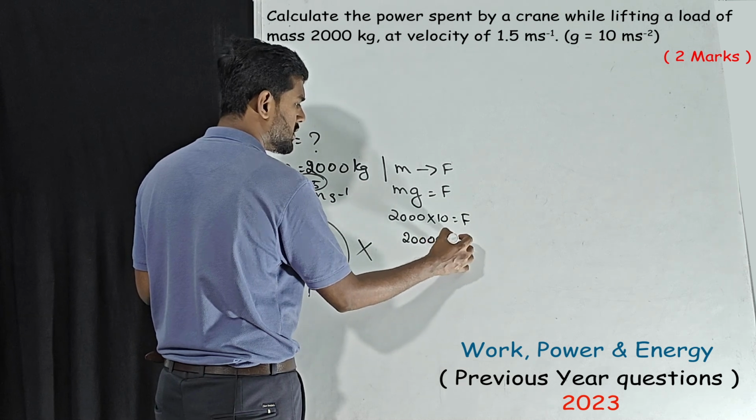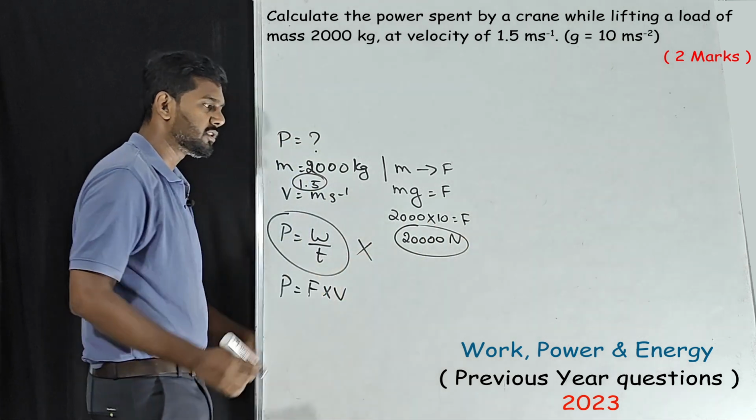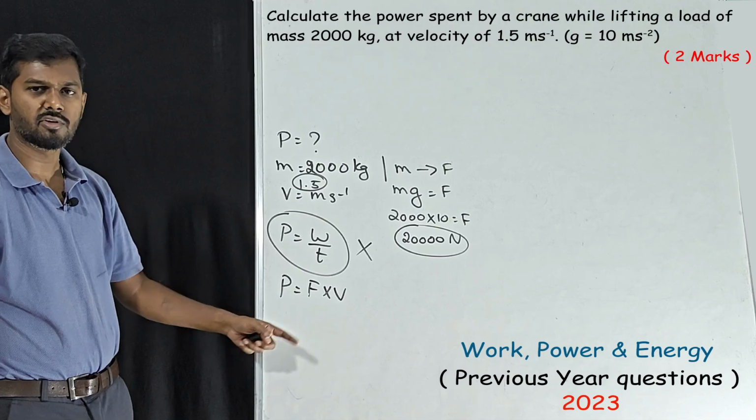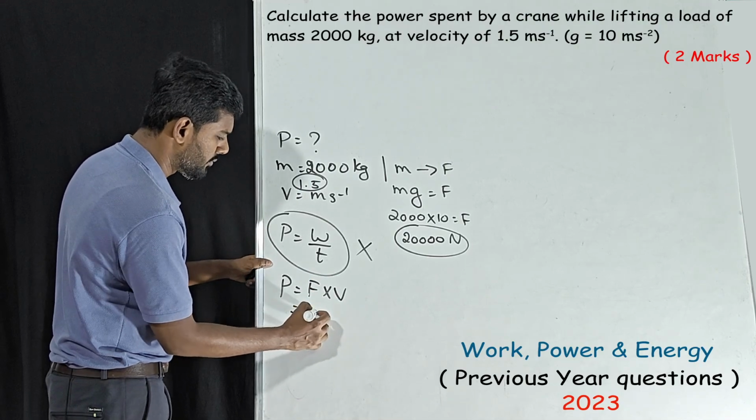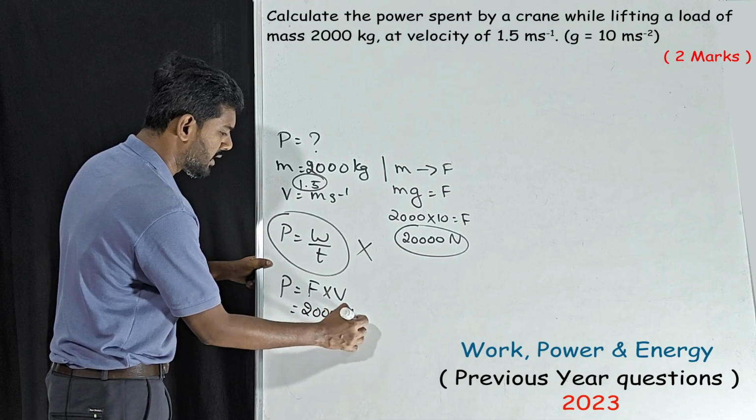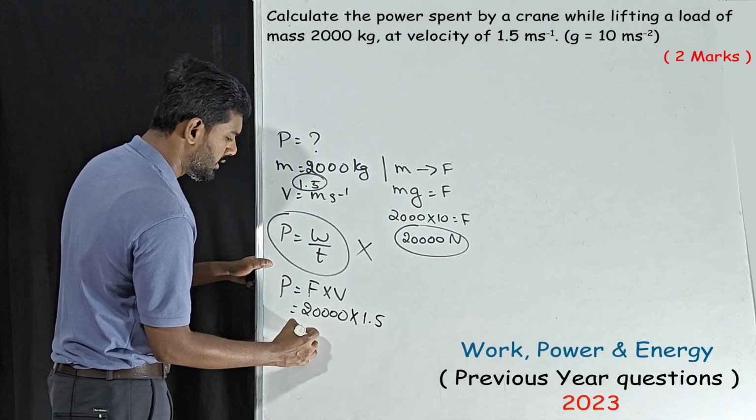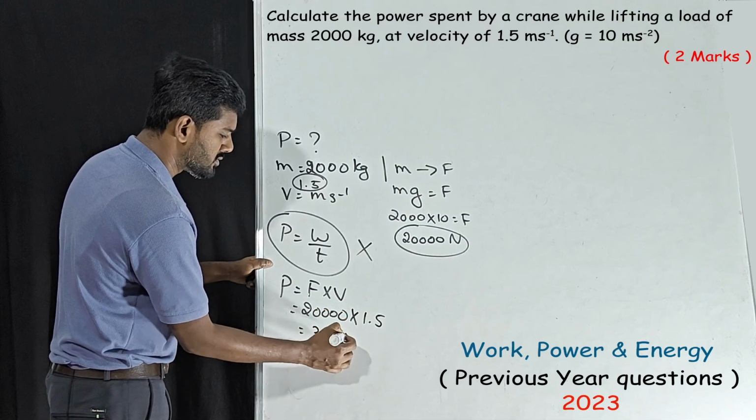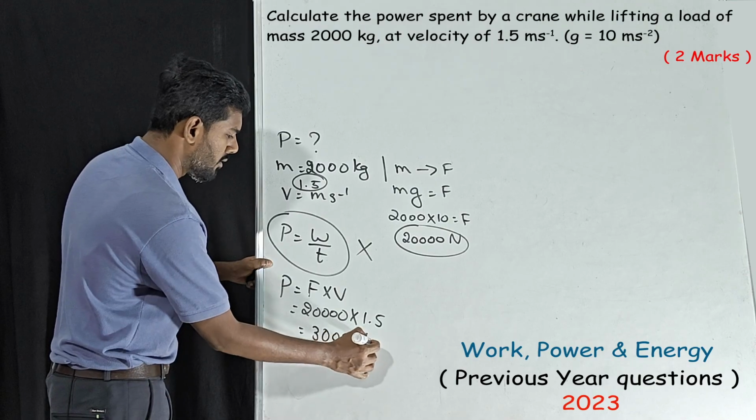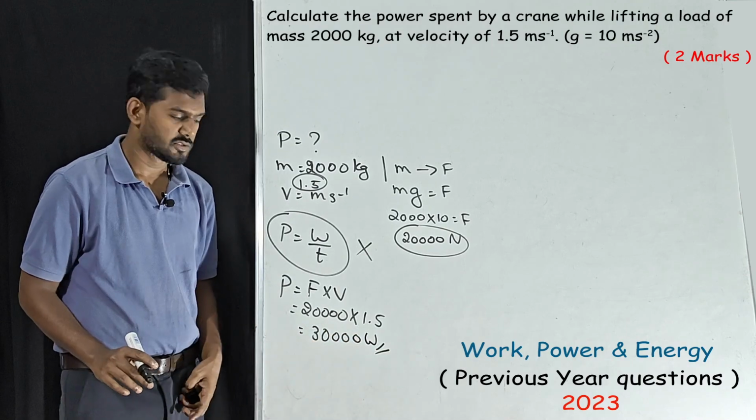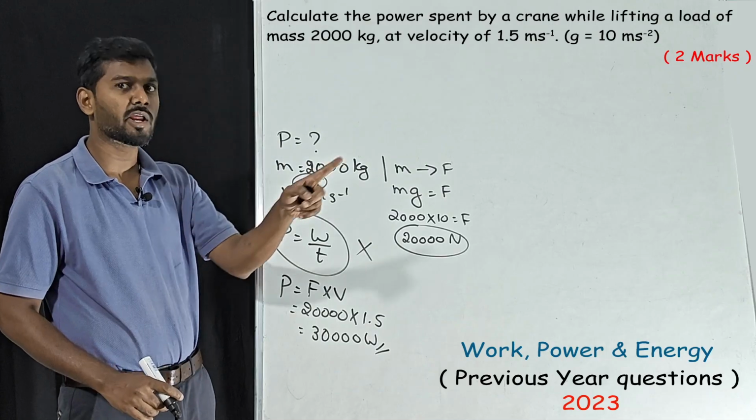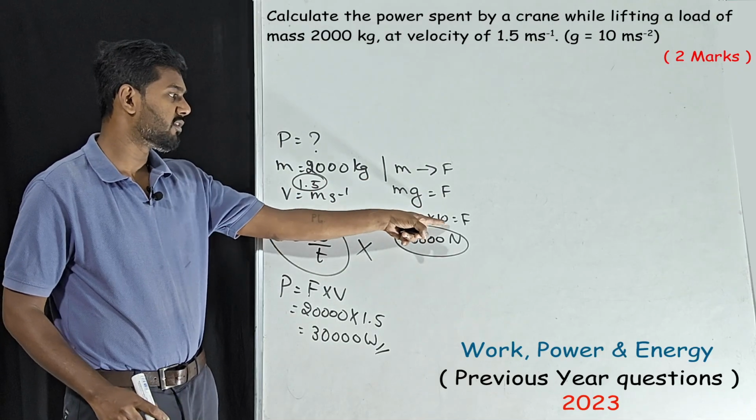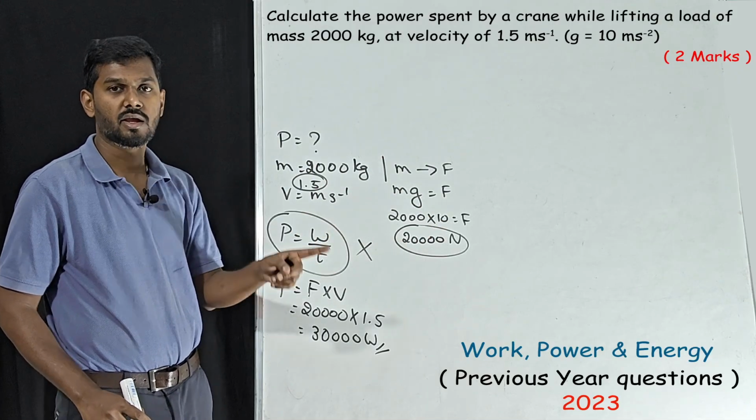What is the unit of force? That is Newton. Now we got the force, we have velocity, we can easily find it. So power is equal to 20,000 into 1.5. That will be 30,000 watt. That's it. So the key thing is gravity value. If they have given 9.8, you have to take 9.8. Here the gravity value they have given is 10. That is why I have taken 10.